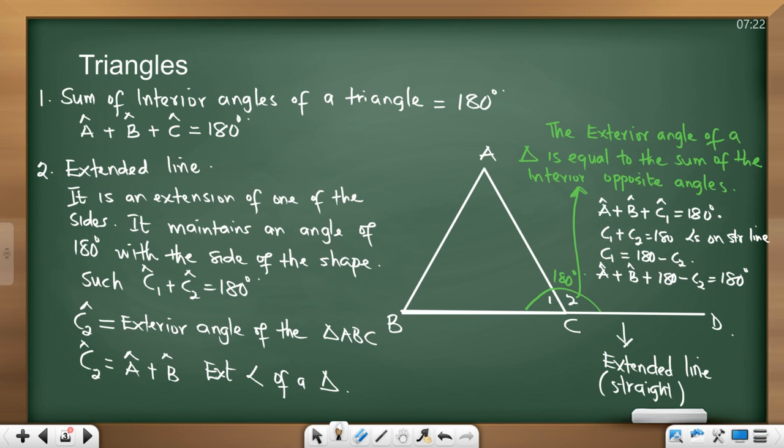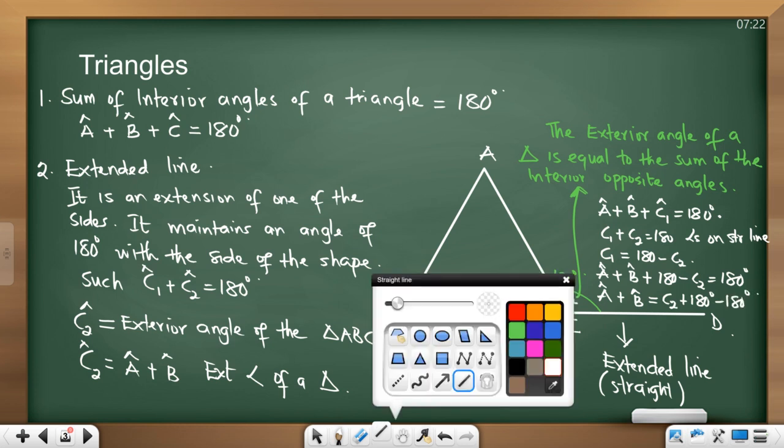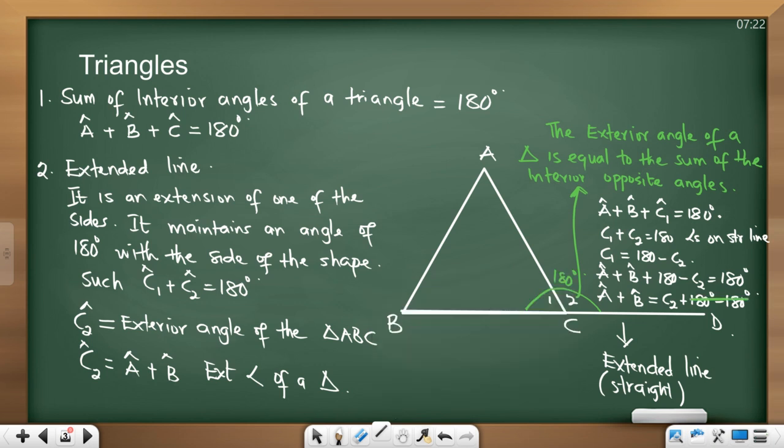Now you would notice if I then move everything over, angle A plus angle B will be, the C2 is negative, when I move it over it becomes positive, plus 180 degrees. Now I'm taking the 180 degrees over. What do you see there? Do you see that my 180 cancels? So A plus B equals angle C2. The exterior angle of a triangle is equal to the sum of the opposite interior angles.